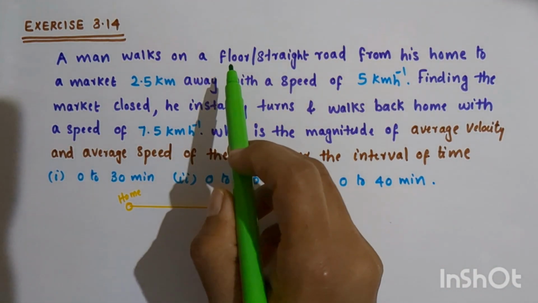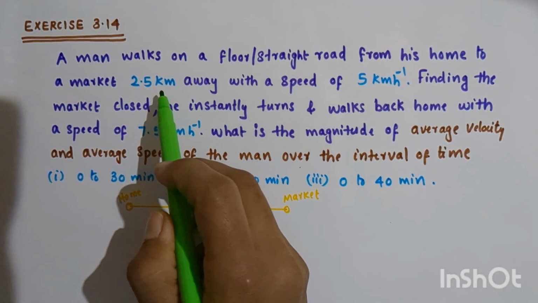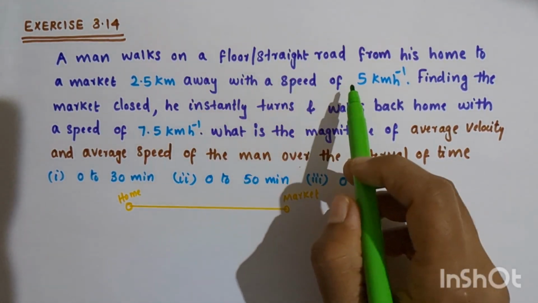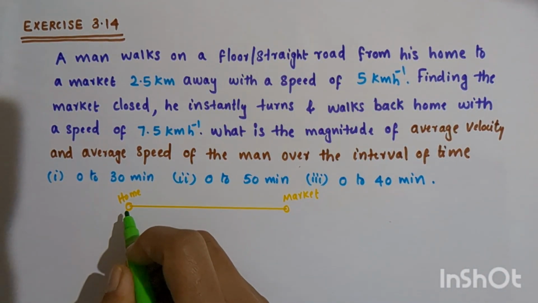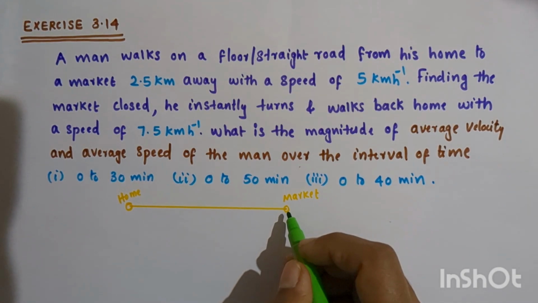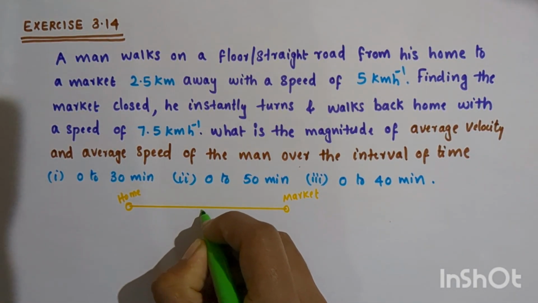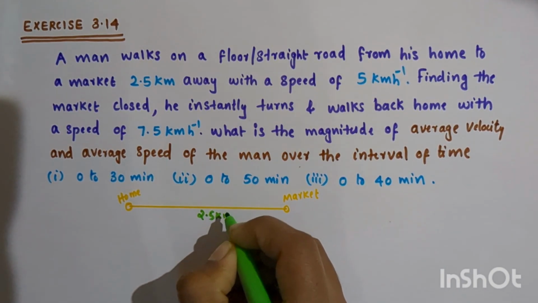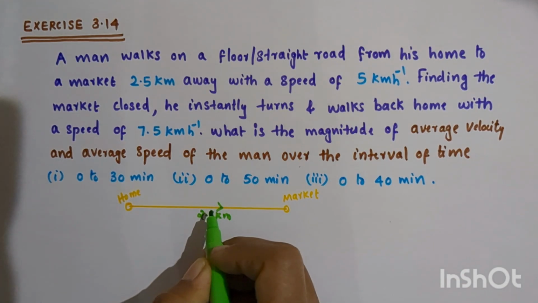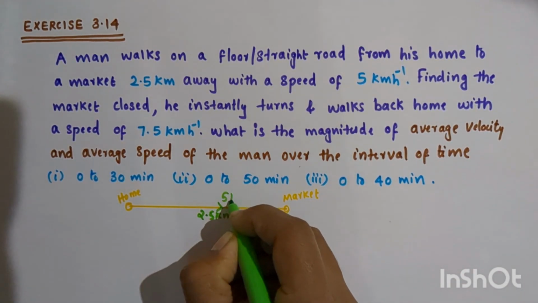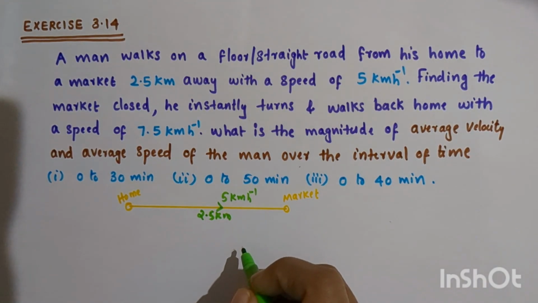A man walks on a straight road from his home to the market, which is 2.5 kilometer away, with a speed of 5 kilometer hour raised to minus 1. So let this be the home of that man and let this be the market. The distance from the home to the market is 2.5 kilometer, and the man walks on a straight road with a speed of 5 kilometer per hour.